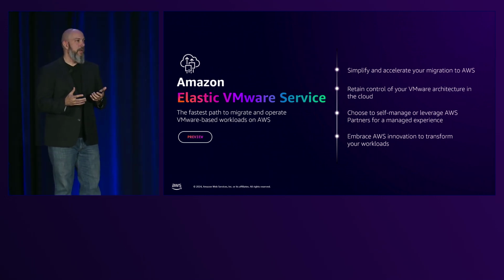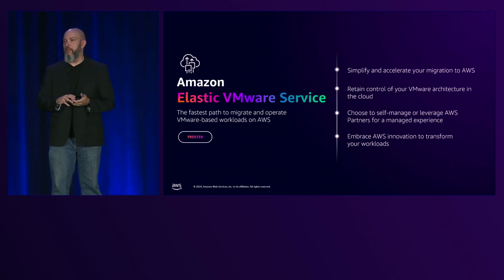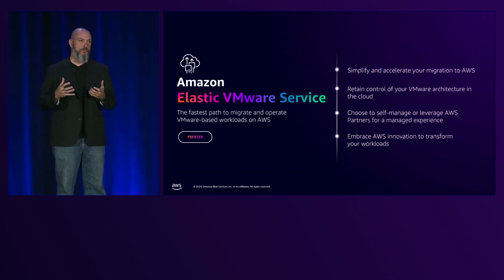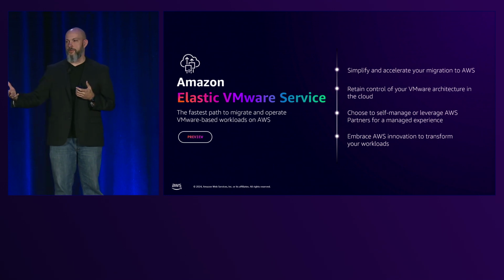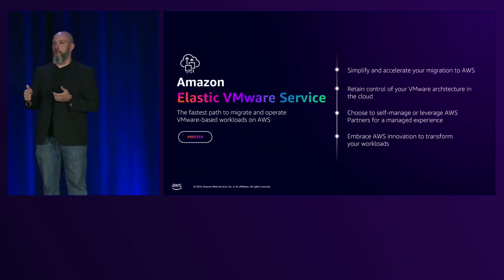So this is a self-managed solution. So this gives you full control of the environment. You're effectively using AWS Metal infrastructure just as you would have used on-premises physical server infrastructure. So you have the ability to provision a fully functional VCF stack running directly within your VPC. You retain control of your architecture.